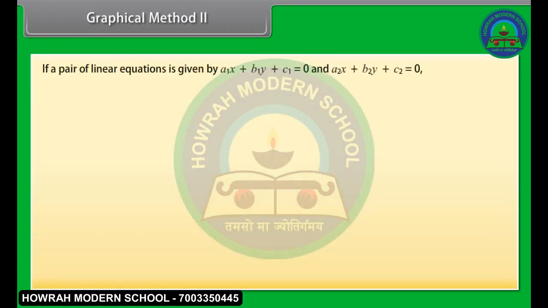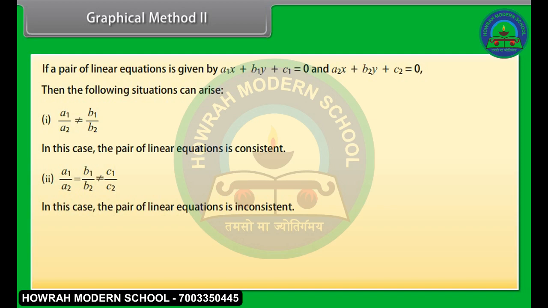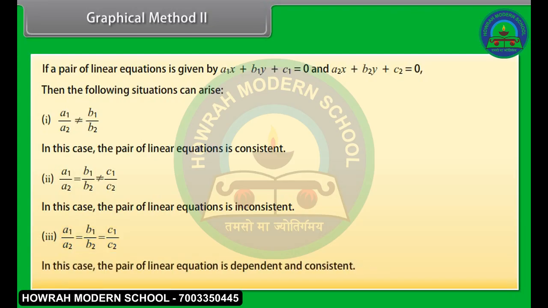Graphical method 2. If a pair of linear equations is given by a1x plus b1y plus c1 equals 0 and a2x plus b2y plus c2 equals 0, then the following situations can arise. 1. a1 upon a2 is not equal to b1 upon b2. In this case, the pair of linear equations is consistent. 2. a1 upon a2 is equal to b1 upon b2 is not equal to c1 upon c2. In this case, the pair of linear equations is inconsistent. 3. a1 upon a2 equals b1 upon b2 equals c1 upon c2. In this case, the pair of linear equations is dependent and consistent.